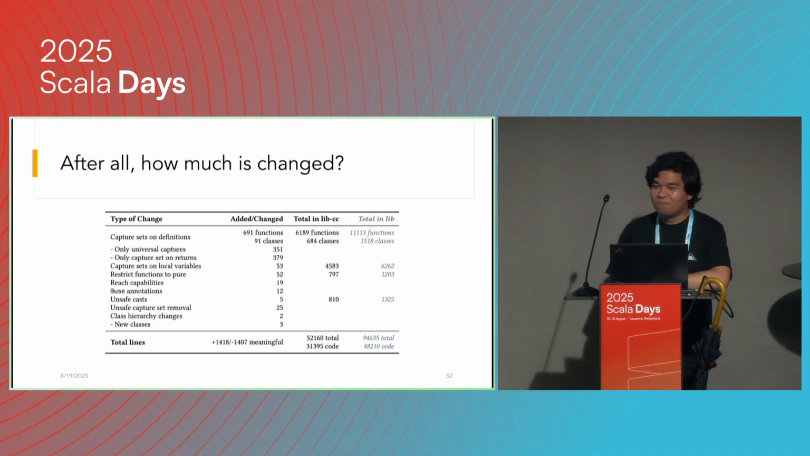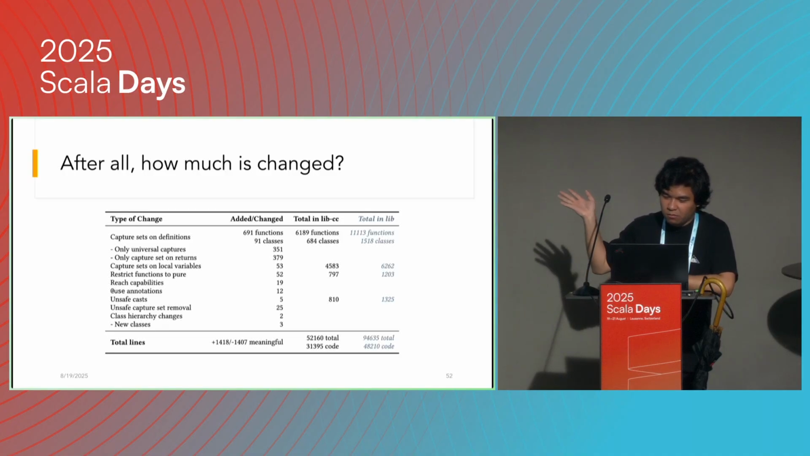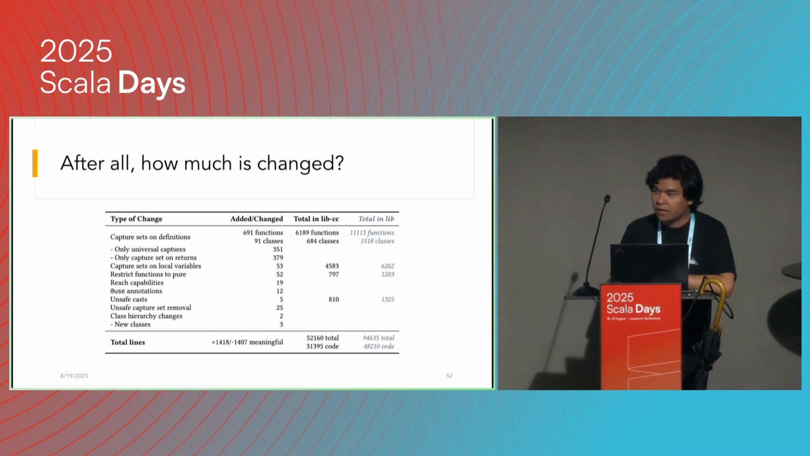Okay, all fun aside, I think you've seen this table before. It's from our paper in Uppsala. This is a summary of how much we've changed the standard library, especially the collections library, in order to make it capture check. So you can see that there are about 6,200 functions in the collections, and we changed about 700 of them. So that's a little bit over 10%.